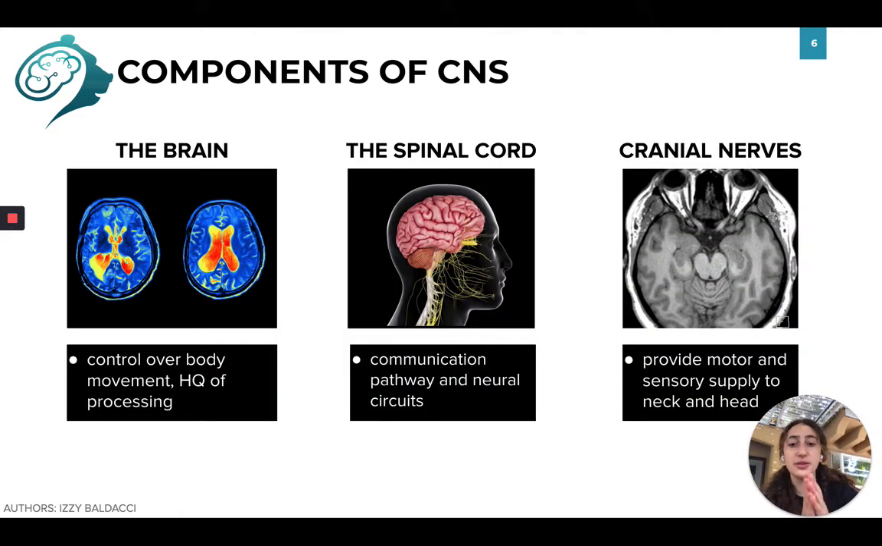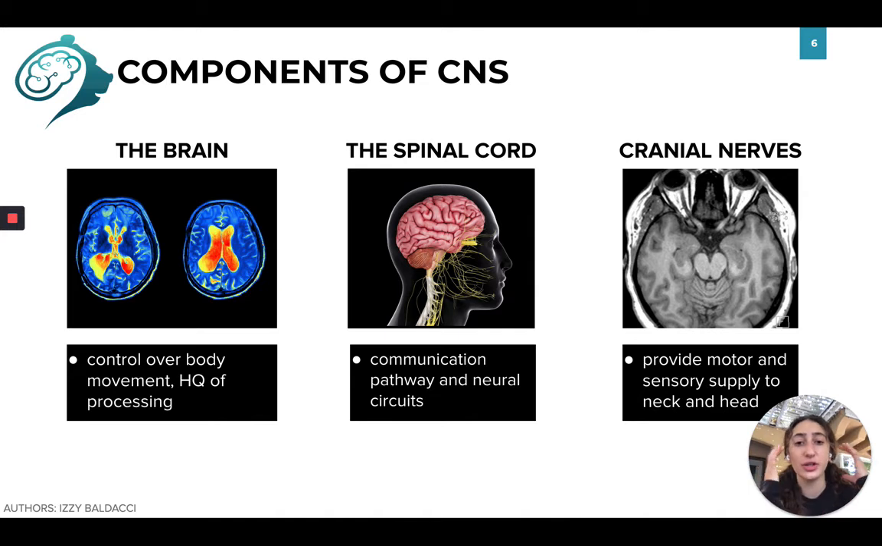So now let's break the central nervous system into a few components. So we have the brain, which is really just the control of all of body movement, of body information, sensory input, motor output. All of this relates back to the brain, where all of this information gets digested and gets relayed back out to the body. The spinal cord is the communication pathway between the body and the brain.